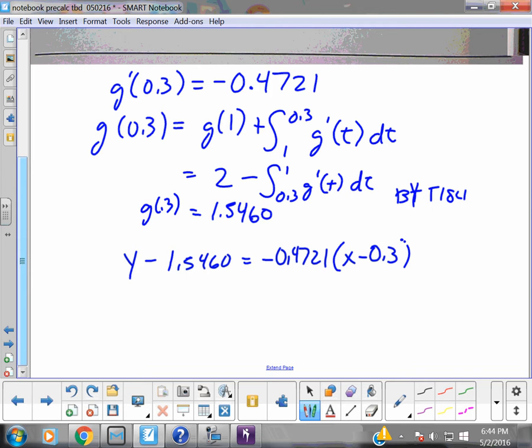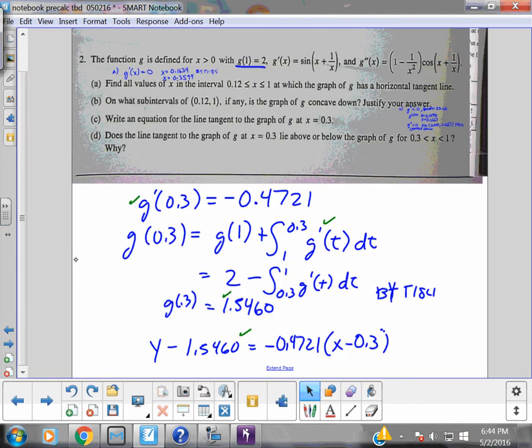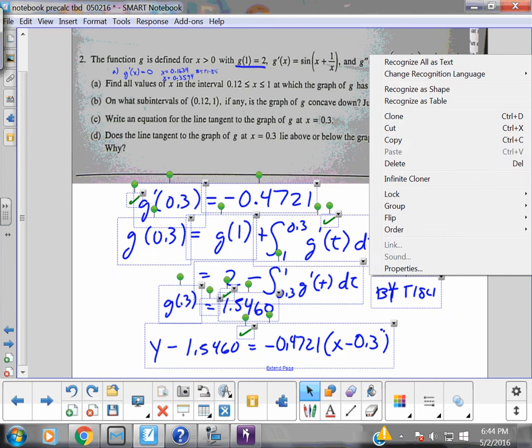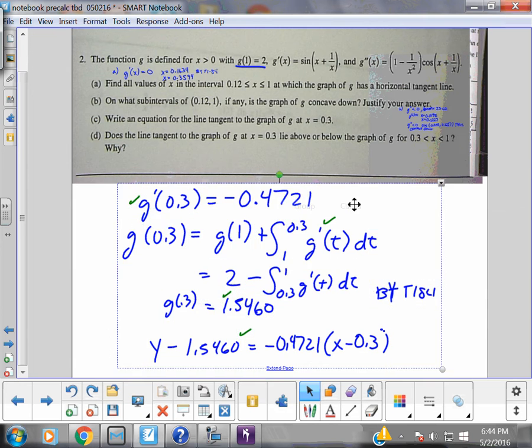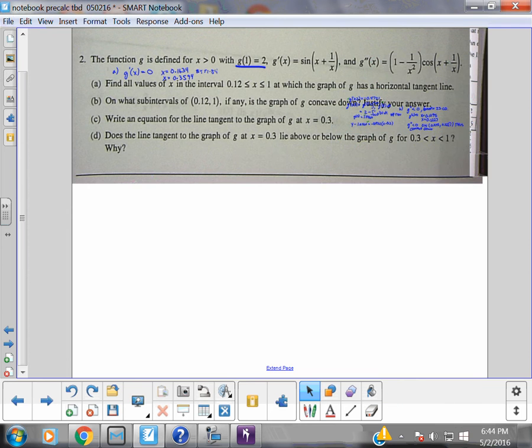You'd get 4 points: G prime of 0.3 is a point, the integral expression is a point, G of 0.3, that value, and the equation. Even though we're only at letter C, it was fairly important that we get this one right to pass the AP. Alright, that takes us to letter D.